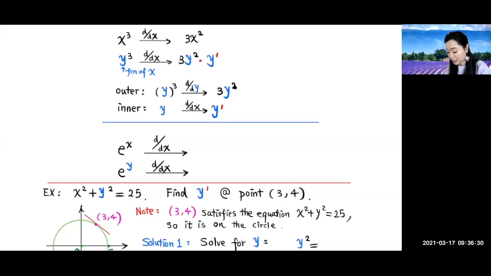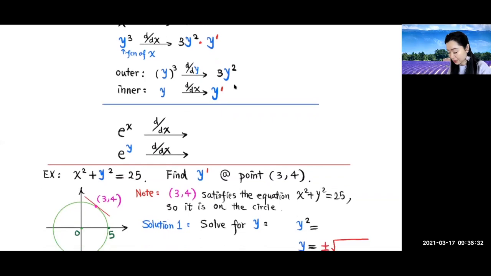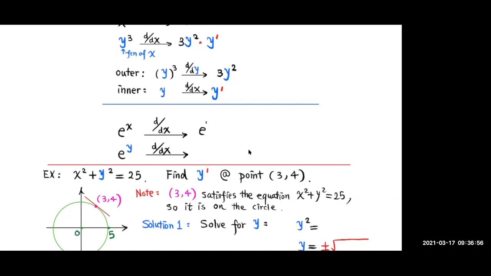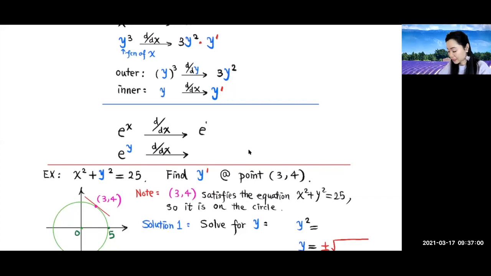Okay. Now what about this function, e to the x? Differentiate this with respect to x, you get e to the x itself. And now if you have e to the y, where y is a function of x, then what do you get? Everyone? So the outer function is e to the y. Differentiated with respect to y, you get e to the y itself.